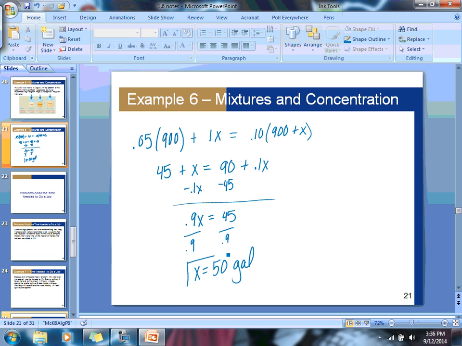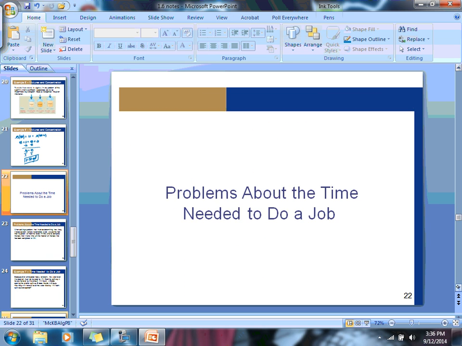So again, you'd want to write your answer as a complete sentence. You would want to say the manufacturers need to add 50 gallons of pure orange juice in order to comply with the new regulations.